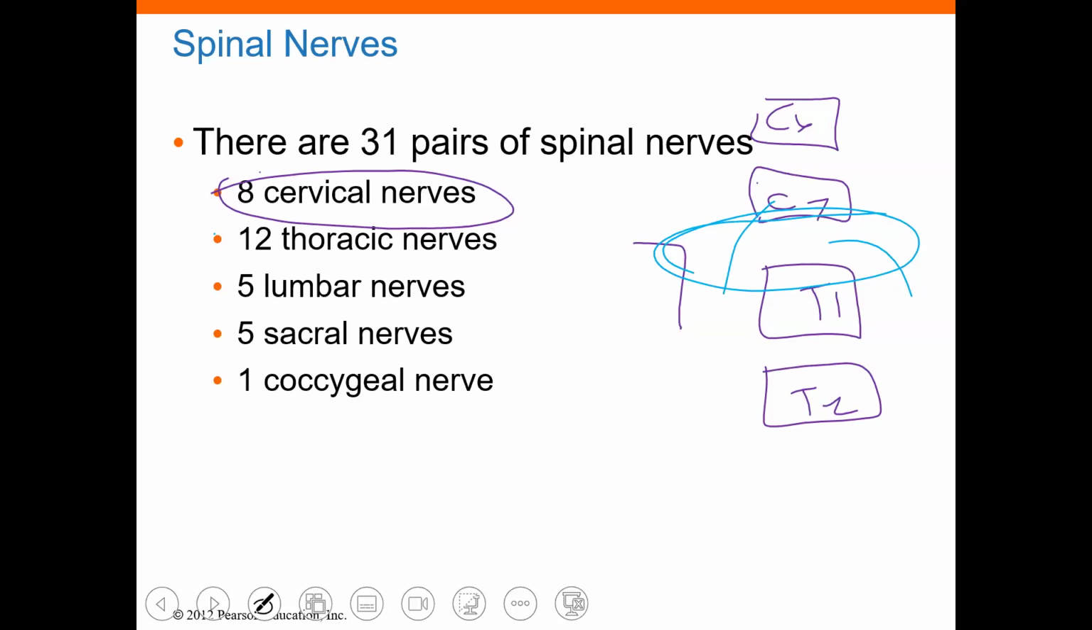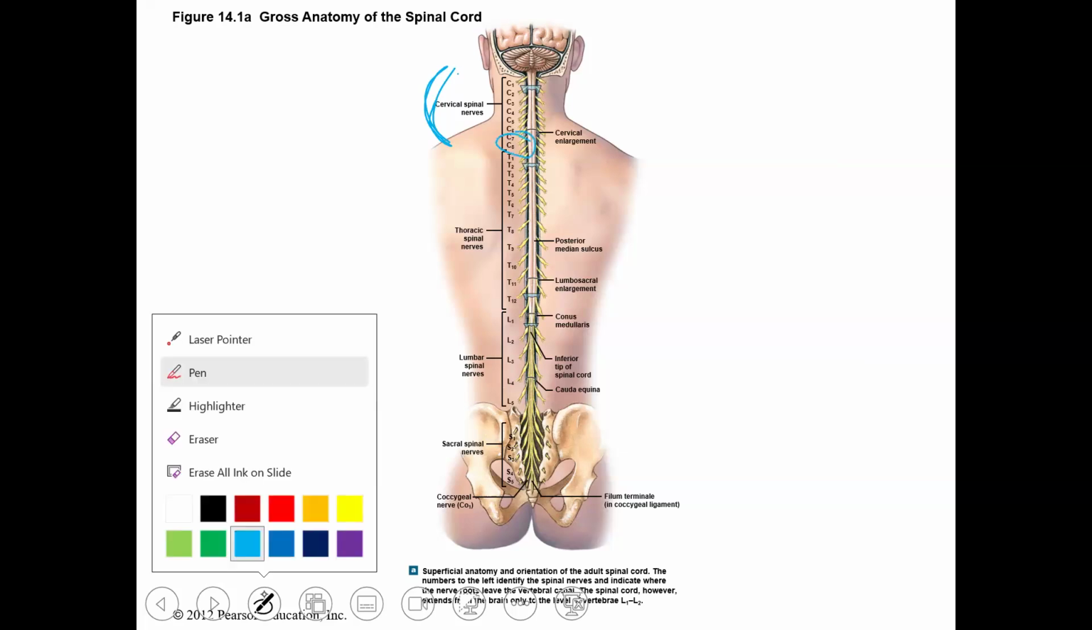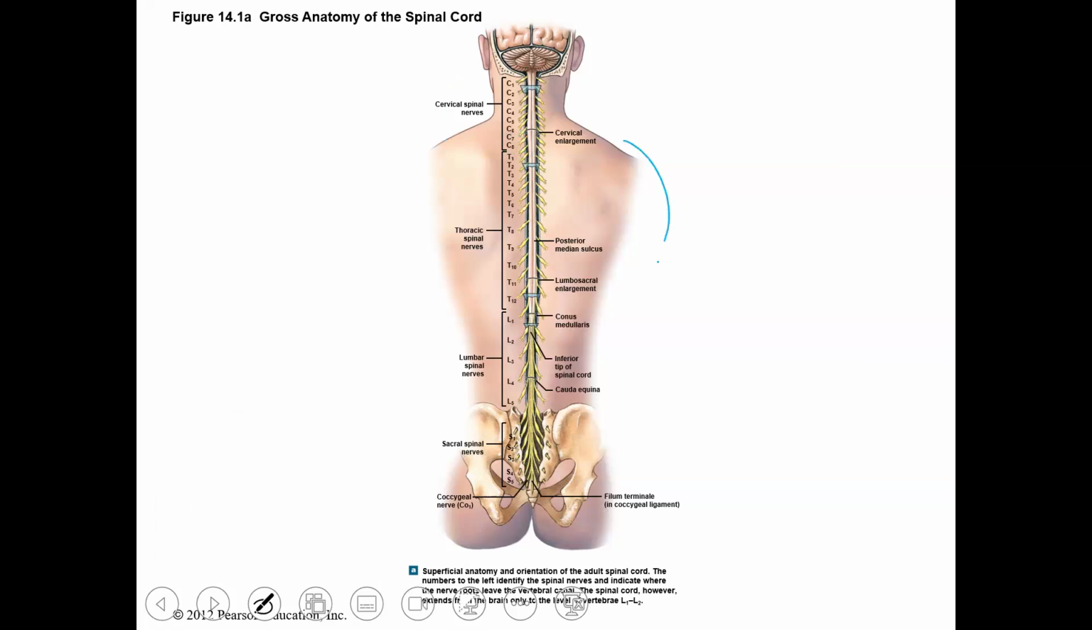Okay. We have 12 thoracic nerves, 5 lumbar, 5 sacral, and 1 coccygeal. And you can see the nerves right here. So 7 cervical vertebra, 8 cervical nerves. You can see C8 right there. 12 thoracic, 5 lumbar, 5 sacrum, 1 coccygeal.